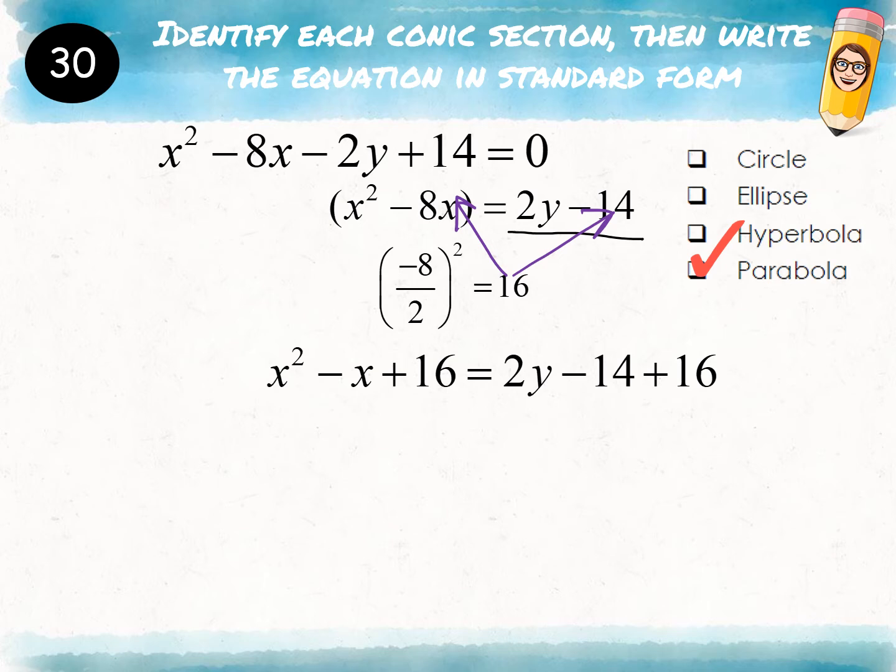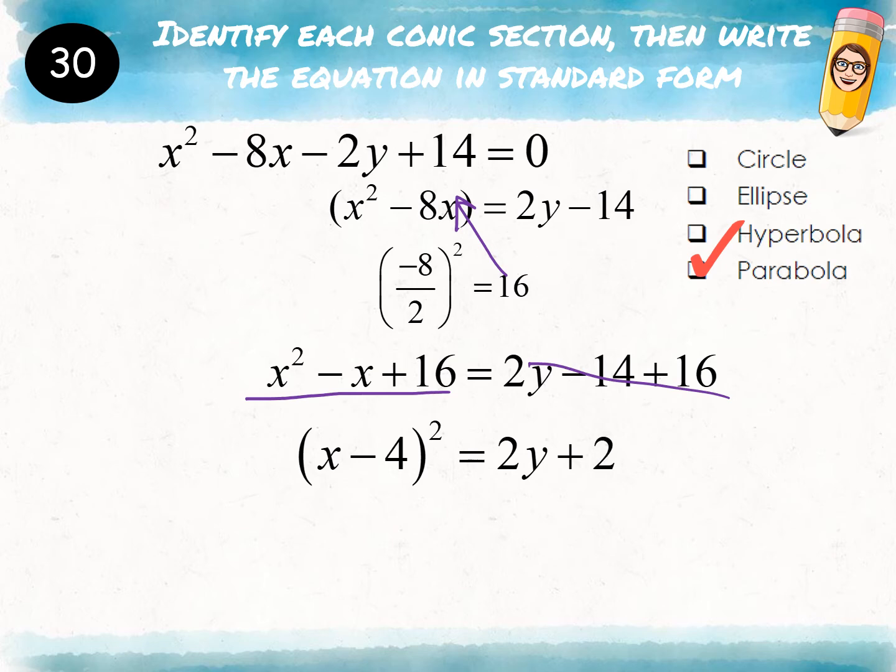Which would make it look like this. What we've done is we've created this nice quadratic trinomial that factors perfectly. It factors to x minus 4, x minus 4, which means we're going to write it as x minus 4 squared. And then we just have these constants off to the right that we're going to combine.